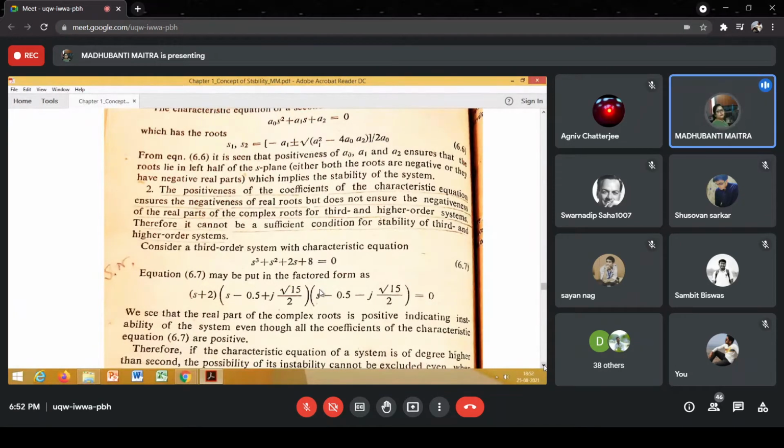So, as I said, we can solve the characteristic equation, find the locations of all the roots on the S plane, and therefrom conclude about the absolute stability of the system. We can find out whether the system is stable, unstable, or marginally stable. But for higher order systems, suppose it's a seventh order system or 11th order system, then to solve the characteristic equation is really a very tedious job, isn't it?